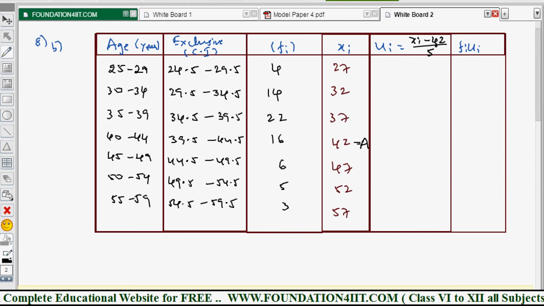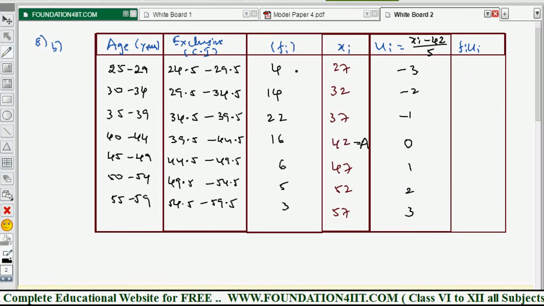Okay, for this calculation, now xi is 27. So 27 minus 42 divided by 5. Next is 32: 32 minus 42 divided by 5. We should find the value. Generally, whatever we assume, that one gives 0, and above it is minus 1, minus 2, minus 3, right? Anyway you'll get the same. 27 minus 42 is minus 15, by 5 is minus 3, right? Similarly 1, 2, 3 on the other side.